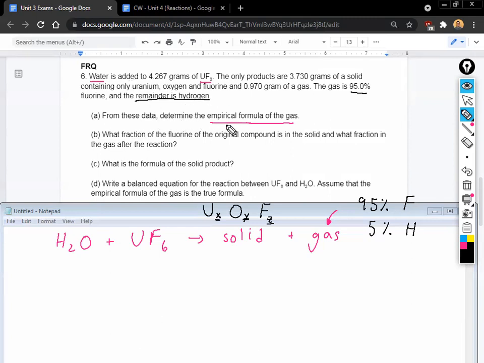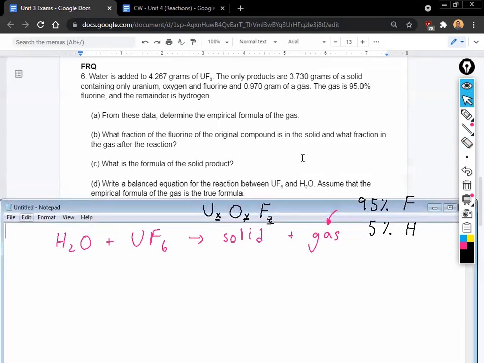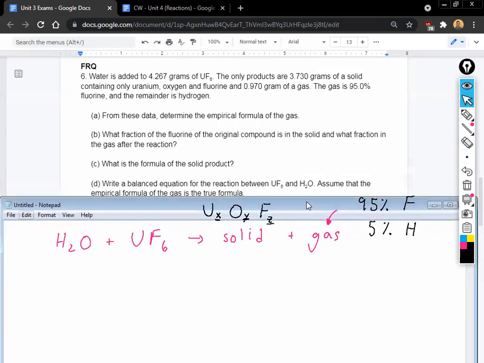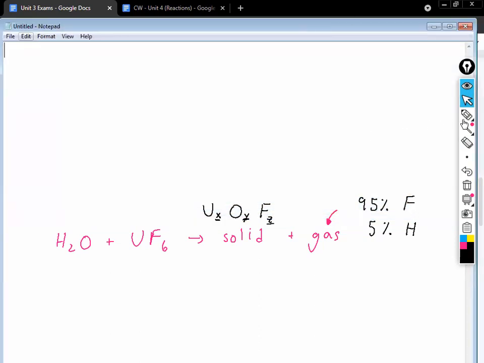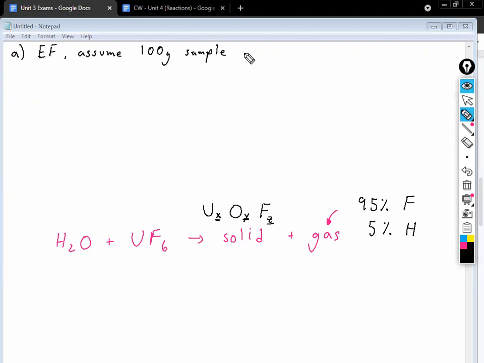So from this data, we wanna find the empirical formula of the gas. Okay, so let's start with that. I'm just gonna make a little bit more room so that we have more room to work with. So we're looking for the empirical formula of the gas here. Alrighty, so when we find an empirical formula, we always have to assume a 100% sample. I don't know if you guys remember that. We're gonna always assume a 100 gram sample. That is what's gonna allow us to find the empirical formula.